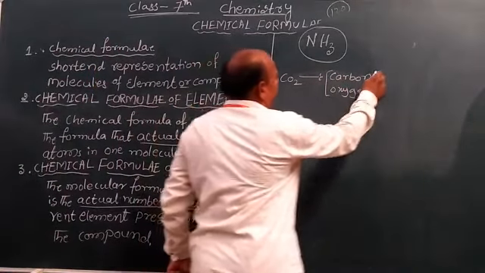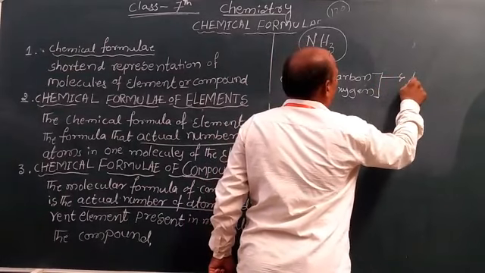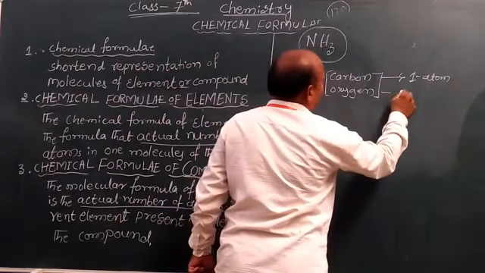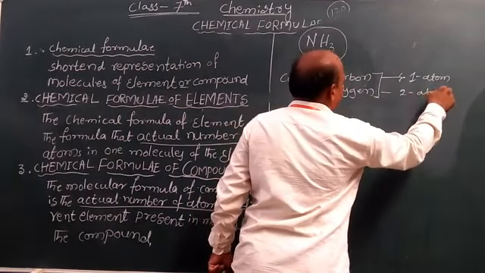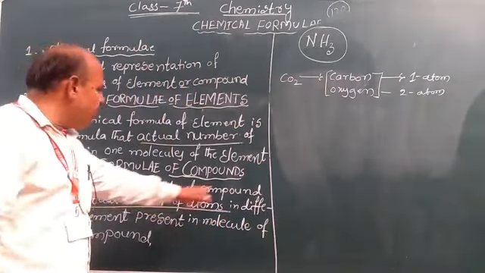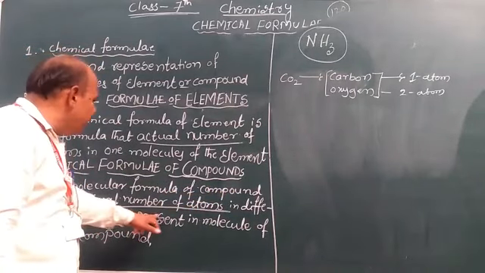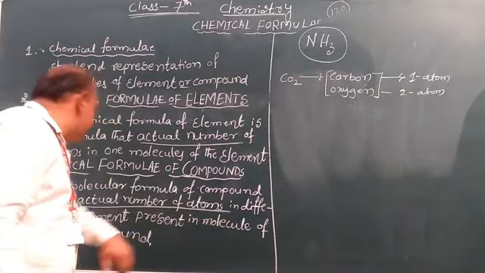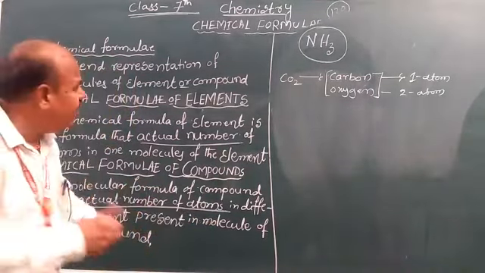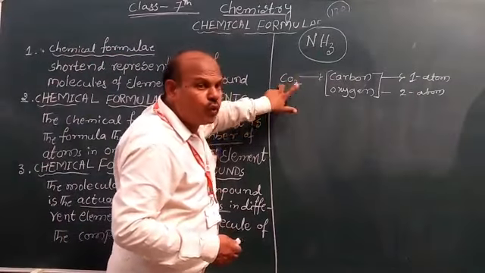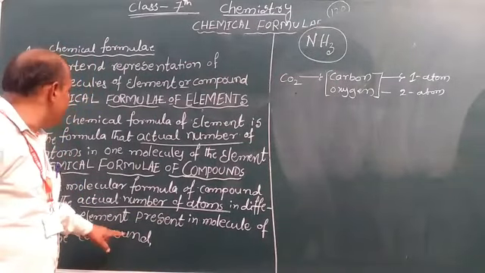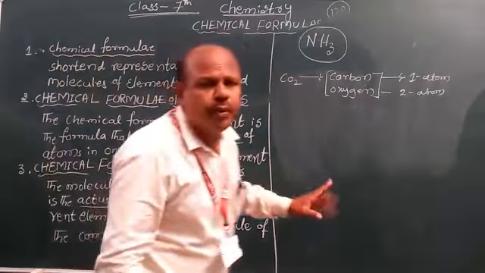Here, of the two elements, carbon has how many atoms? One atom. And oxygen has two atoms. Oxygen is two atoms because the molecular formula of a compound gives the actual number of atoms of the different elements present in the molecule. Here also two different elements are present in the molecule. The actual number of atoms of different elements present in the molecules of a compound is known as the chemical formula of a compound.